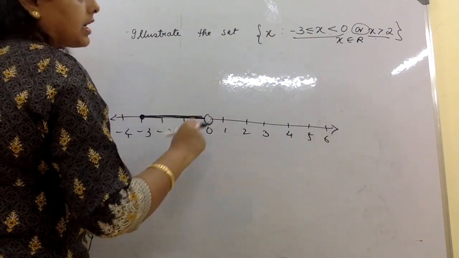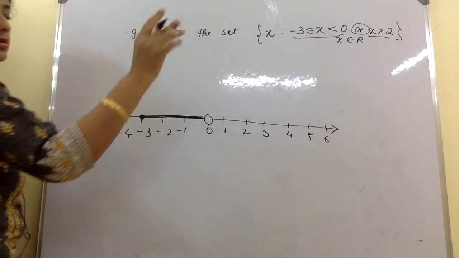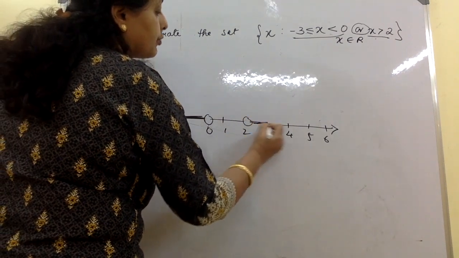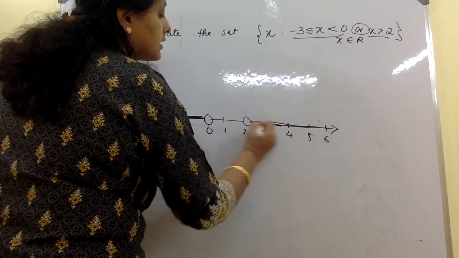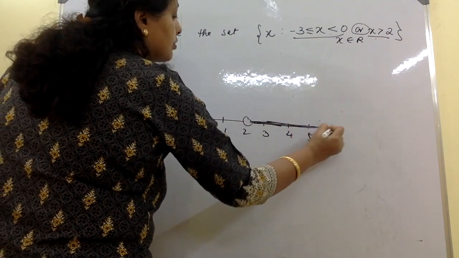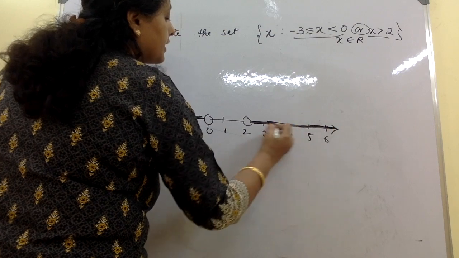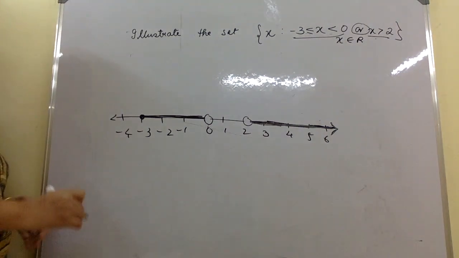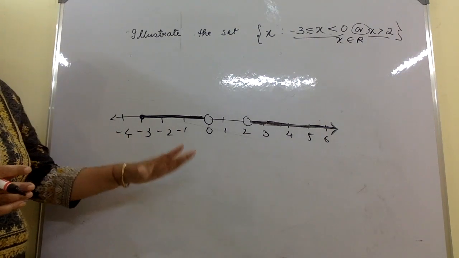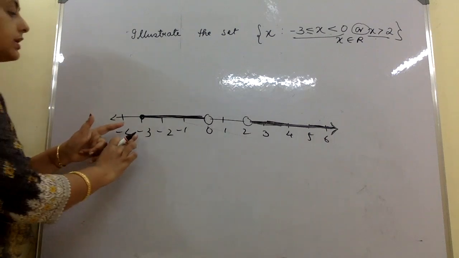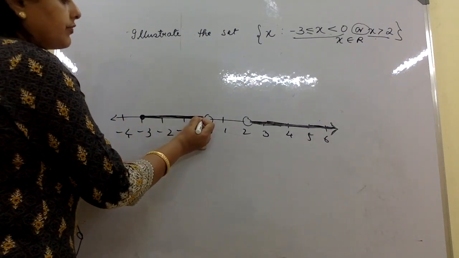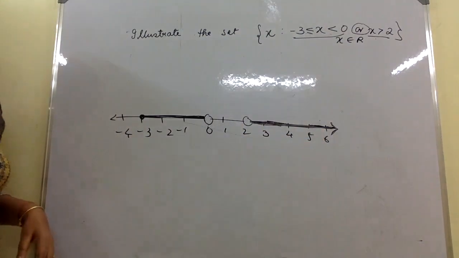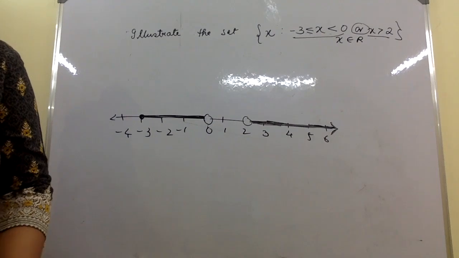Come to the next part. X is greater than 2 but does not include 2. So make an empty circle here and then color it till positive infinity, till the line ends. Just color it. You'll have to do this with your pen, and this is the answer. So this is your final number line: x ranges from including minus 3 till everything before 0, and does not take 2, and goes till positive infinity. So that is the answer.